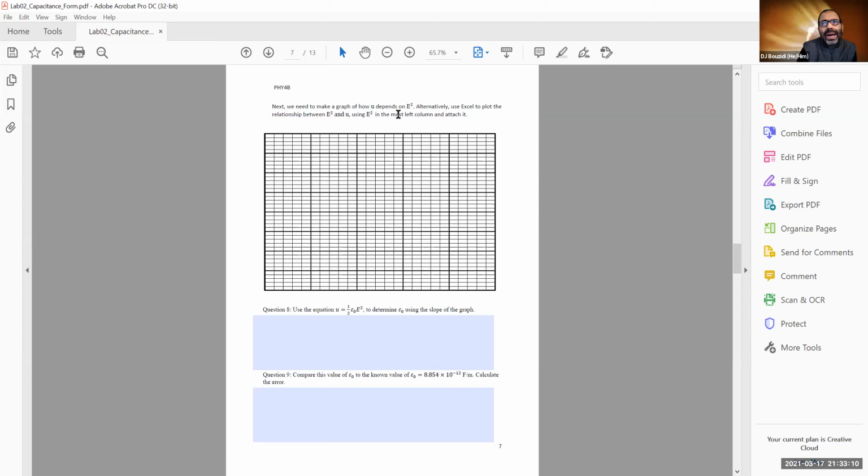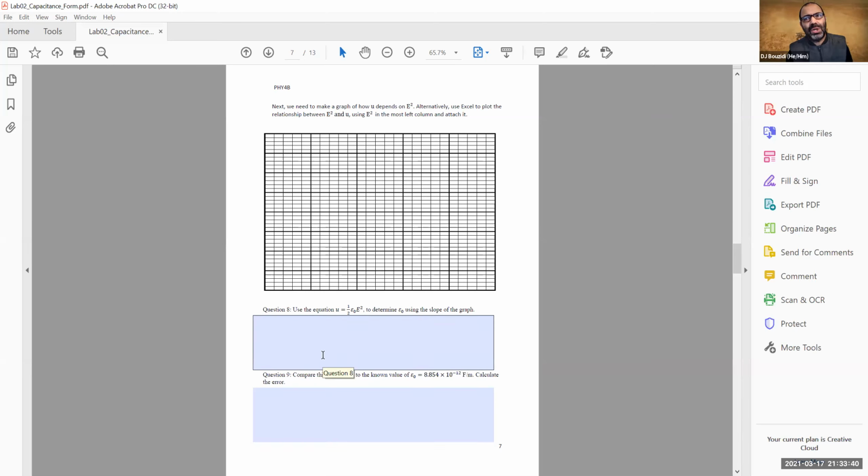Next, we need to make a graph of how U, this is the energy density, remember, depends on E squared. That too should be proportional to E squared, okay? So that too should be a line. Again, if you go back to the table, on one side you have the electric field squared, and on the other side you have the energy density. The energy density is your dependent variable, and E squared is your independent variable, and it should be a line. This is the formula that we're trying to find now.